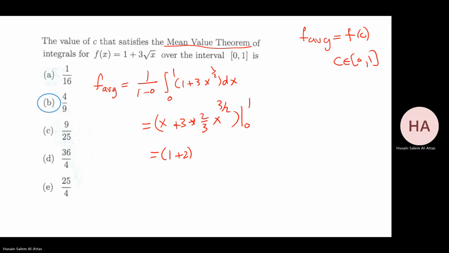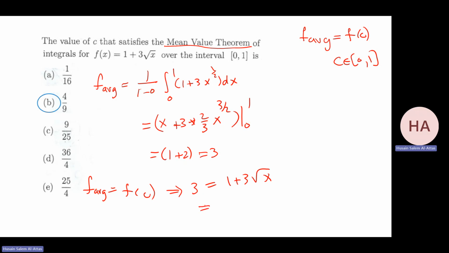Correct. That gives me 1 plus 2, which is 3. That will be f average. So now I need f average equal f of c. That implies 3 equals 1 plus 3 square root of x. Solve for x. I have 2 equal 3 square root of x, so square root of x equals 2 over 3. That implies x equals square, 4 over 9, which is this.